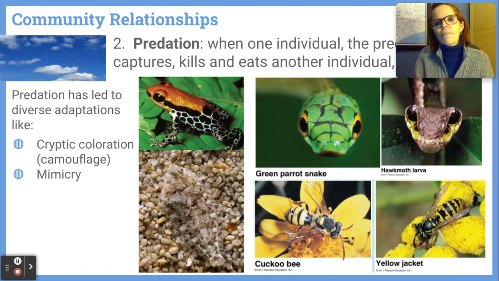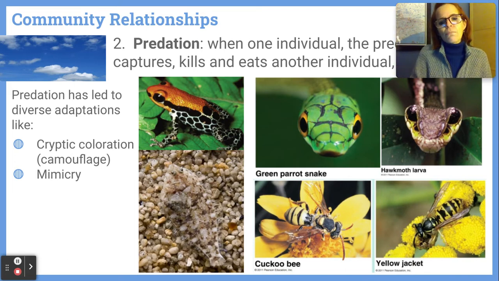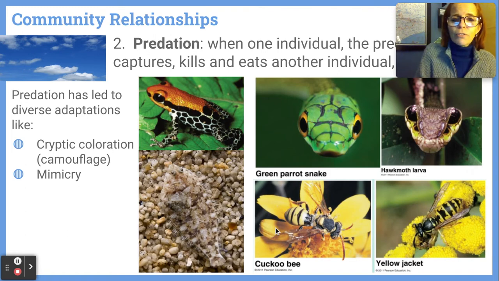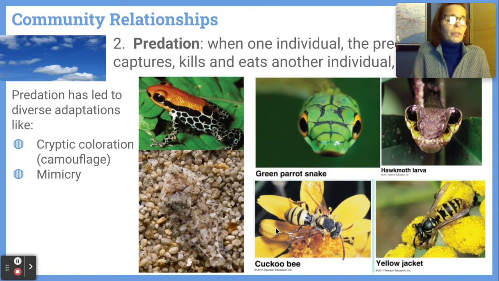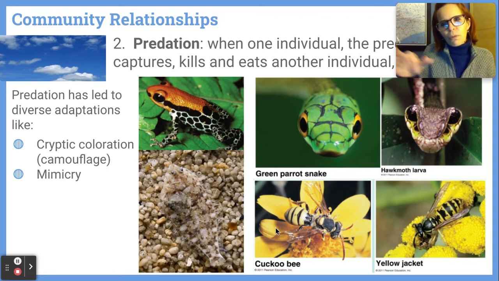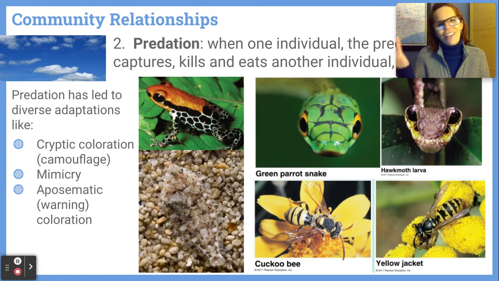These guys, I shouldn't say purposely, I imply that they're intentionally mutating to look like each other. It's not intentional at all. However, it's effective when the mutations make them look alike. If a bird has learned to avoid yellow jackets, then guess what? The bird is going to avoid the cuckoo bee also. And they are both stinging insects that the bird wants to avoid. So those are both examples of different types of mimicry. This is called Batesian mimicry, and this is called Müllerian mimicry. You don't need to know that, just FYI.